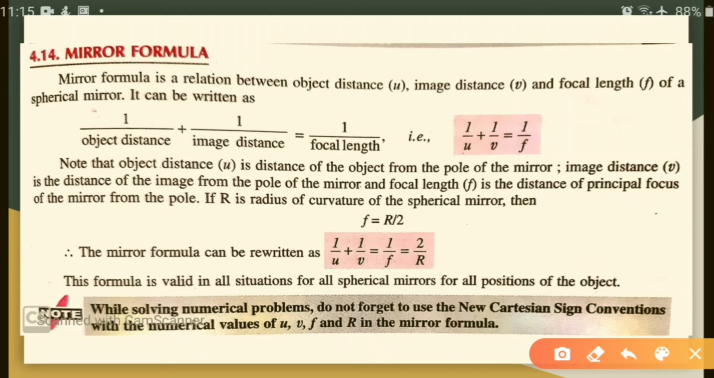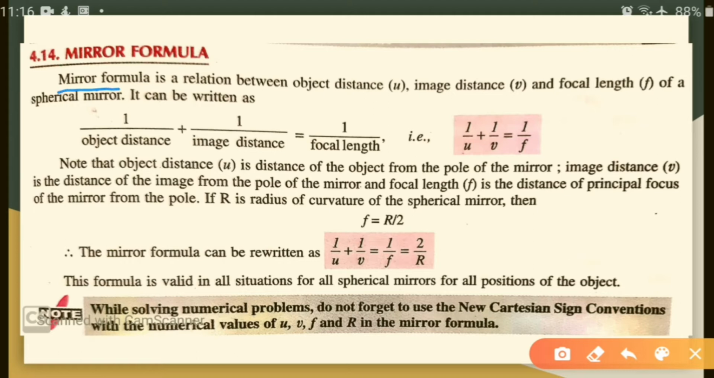Hello students. Today we are going to discuss a very important topic, that is mirror formula. So far you have seen the image formation by concave and convex mirrors, sign conventions used for spherical mirrors, and uses of concave and convex mirrors. Now, the most important topic, that is mirror formula. After having a good command over the mirror formula, you will be able to solve the numericals related to this chapter. Okay, so let us see what is mirror formula.